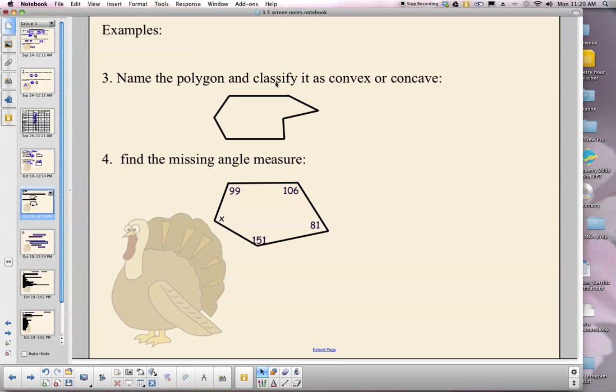Okay, so some more examples. They want you to name this polygon and classify it as convex or concave. Okay, so the first thing you have to do is number your sides. 1, 2, 3, 4, 5, 6, 7. It has 7 sides, so it is a heptagon. And as far as convex or concave, if I drew a circle around it, this vertex for sure would be on the inside of the polygon, which means it is concave. So we would call this a concave heptagon.